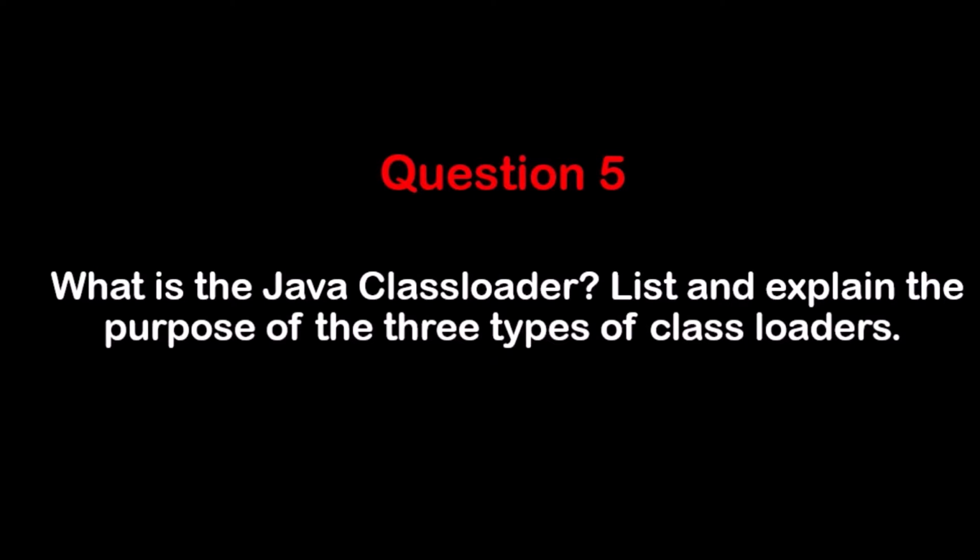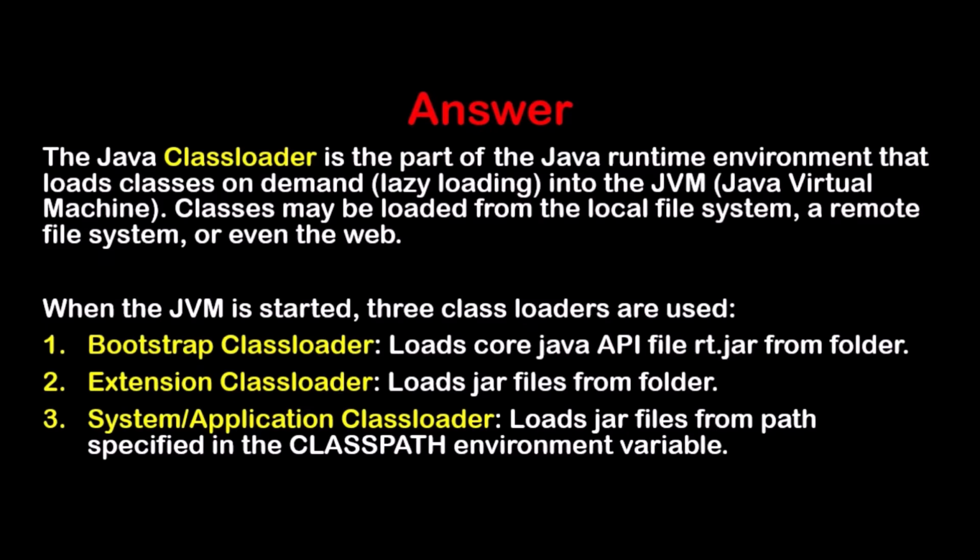Question number 5. What is the Java class loader? List and explain the purpose of the 3 types of class loaders. Answer. The Java class loader is the part of the Java runtime environment that loads classes on demand, lazy loading, into the JVM, Java Virtual Machine. Classes may be loaded from the local file system, a remote file system, or even the web. When the JVM is started, 3 class loaders are used.